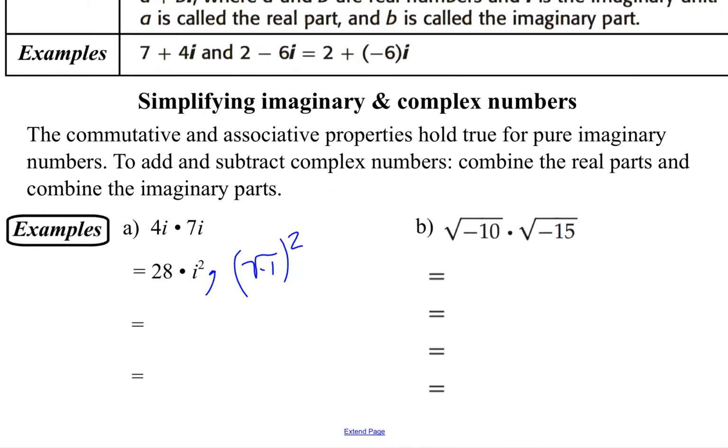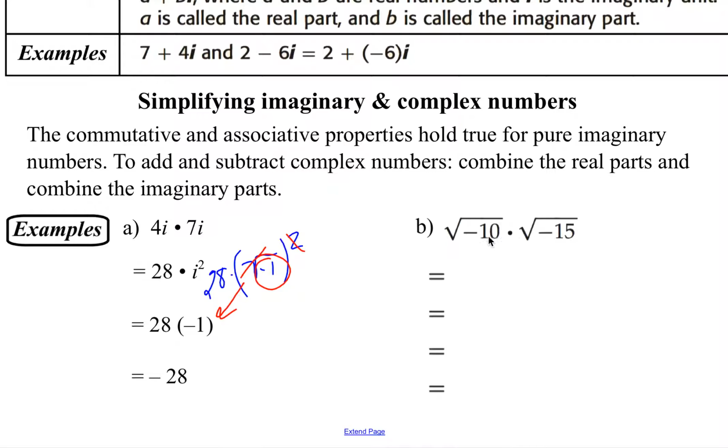So we have 28 multiplied by this thing. And when we square that radical, those are inverse operations, and the radical and the square completely drop out, right? They go away, and I am left with what was underneath the radical, which is -1. Make sure that you understand that process, that whenever you have an i squared, it's a -1. So now when I multiply 28 by -1, my answer is -28.